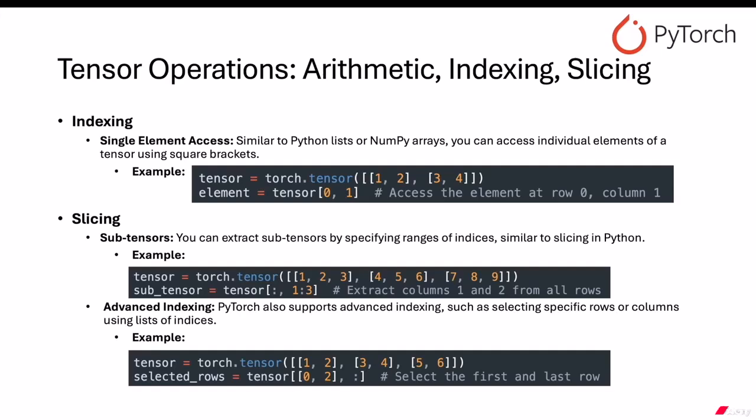Advanced indexing. PyTorch also supports advanced indexing, such as selecting specific rows or columns using lists of indices. Example: tensor = torch.tensor([[1, 2], [3, 4], [5, 6]]). Now selected_rows = tensor[[0, 2], :]. This selects the first and the last row in this particular case because I am saying 0 and 2.